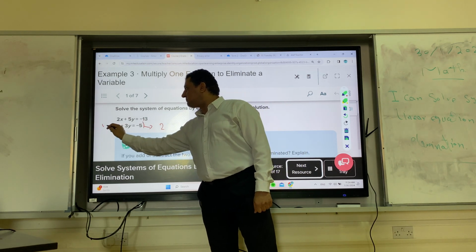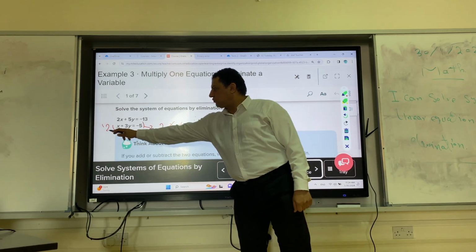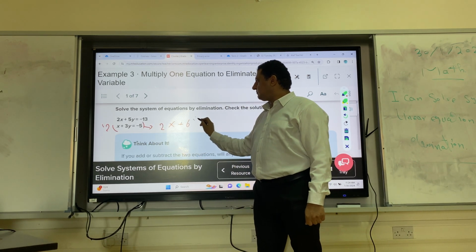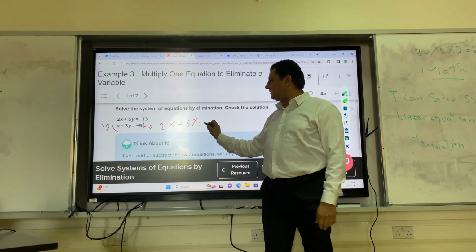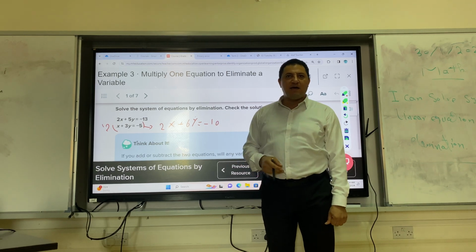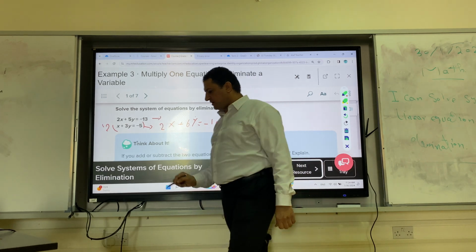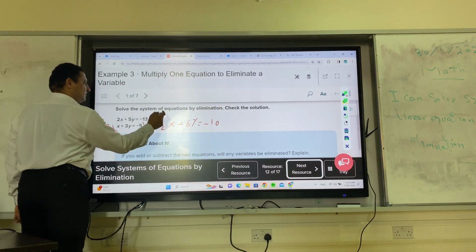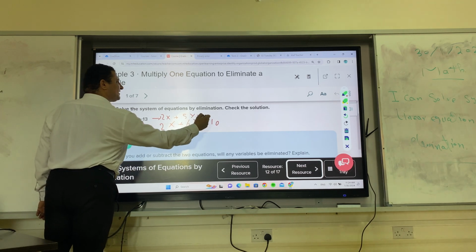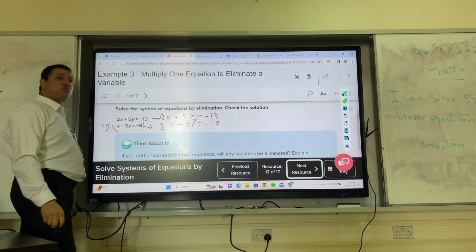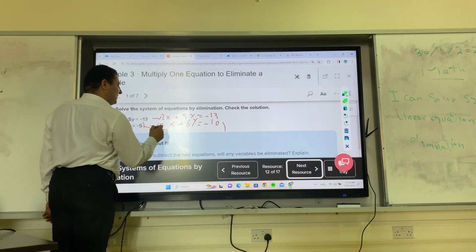When we multiply the second equation by 2, it will be 2x plus 2 times 3, 6y, equals 2 times negative 5, which is negative 10. And now we can subtract. Remember that the first equation remains the same. We didn't do anything to it. So it's 2x plus 5y equals negative 13. Now I can subtract the equations. Yes? So I can just do it like this, minus.